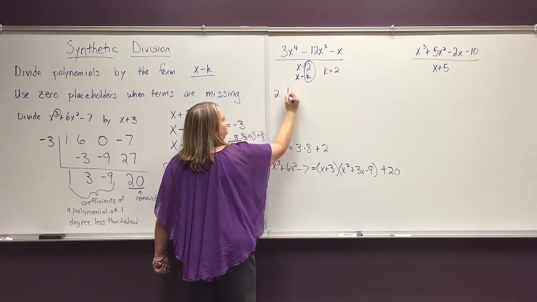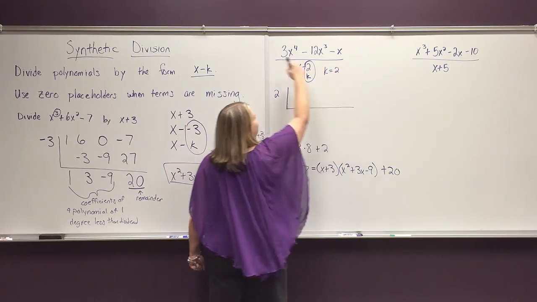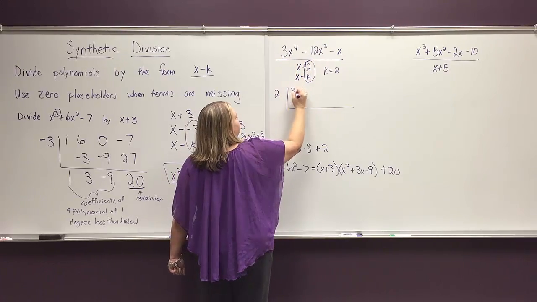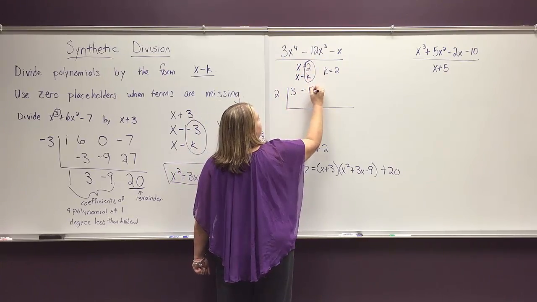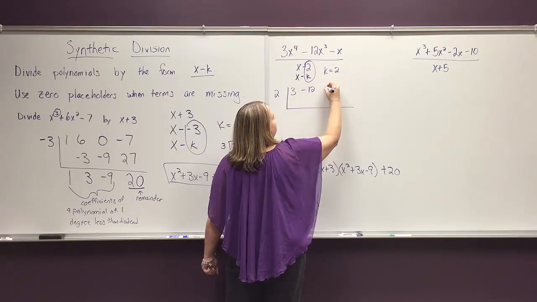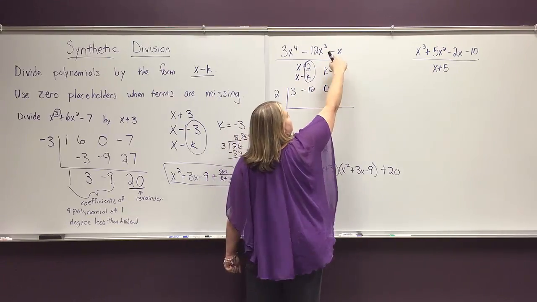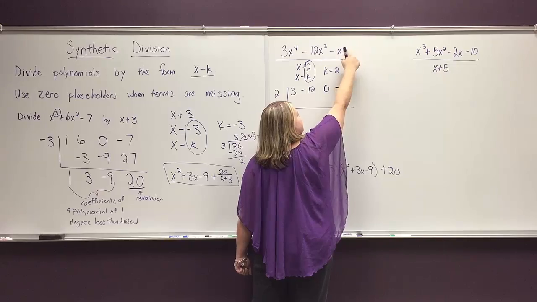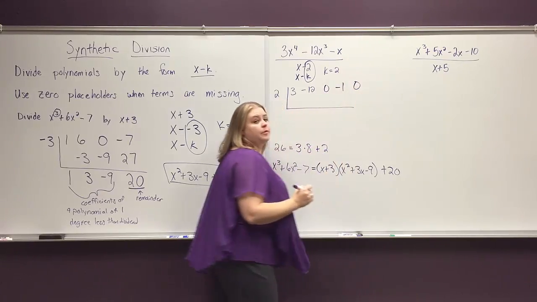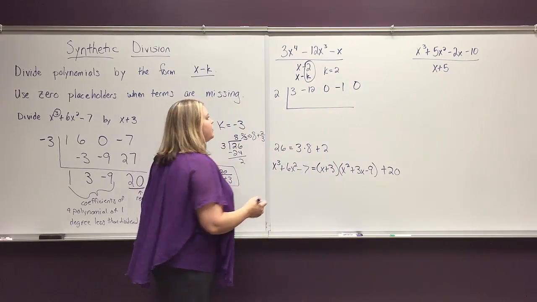Again, that goes outside the box. Inside the box, I have 3, negative 12. Notice I'm missing an x squared term, so I need a 0, minus 1. I'm also missing a constant term. We need a 0 placeholder for that also.